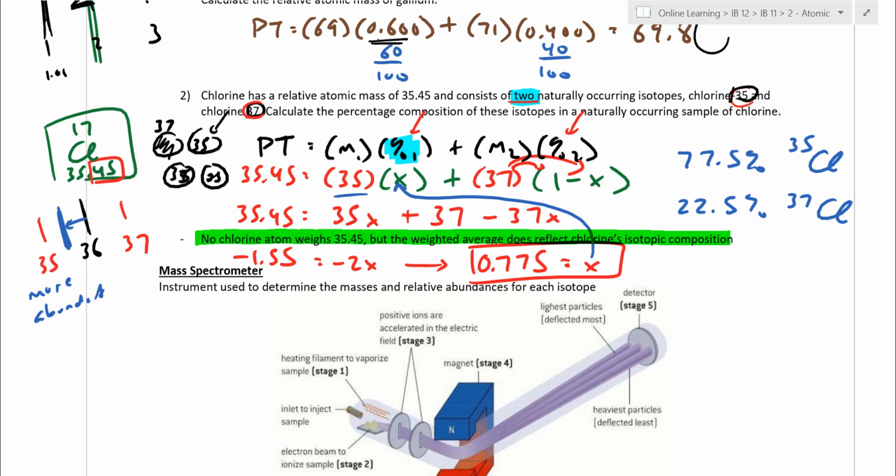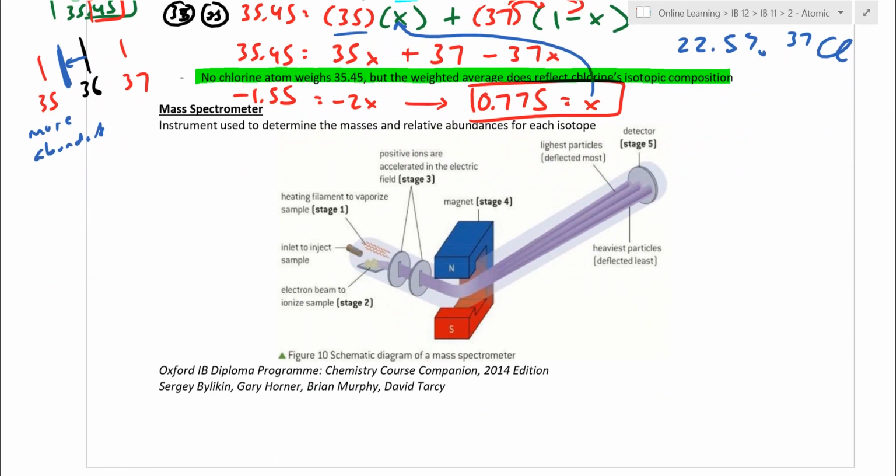Nowadays in the new curriculum, all you need to know for this part is the name of the device that can do this measuring for you. The name of the device is called a mass spectrometer. If you go on to chemistry, you're going to find there are different types of mass spectrometers. You can have a gas mass spec, a liquid mass spec, and so on.